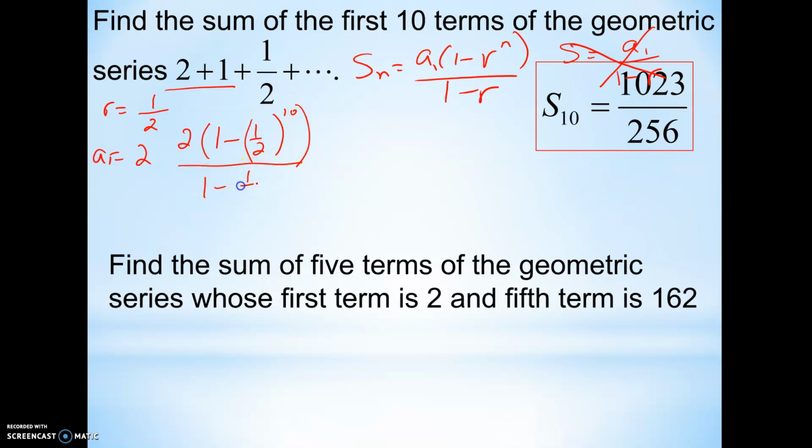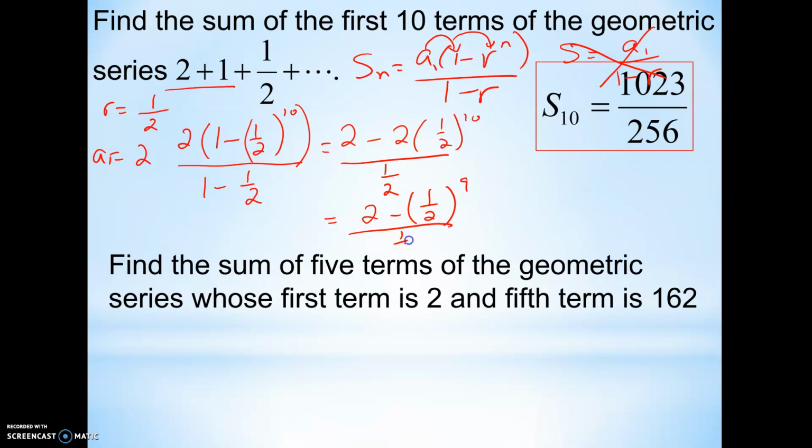All over 1 minus 1/2. What I end up with, well, I like to do it this way: I have 2 times 2 times 1/2 to the 10th power. So I'm using the variation where I distributed the a sub 1. Doesn't matter. The reason I like doing that is because I can cancel a 2 from here with a 2 from here. So I have 2 minus 1/2 raised to the 9th now, all over 1/2. And then that gives me 2 minus 1, and 2 to the 9th is 512.